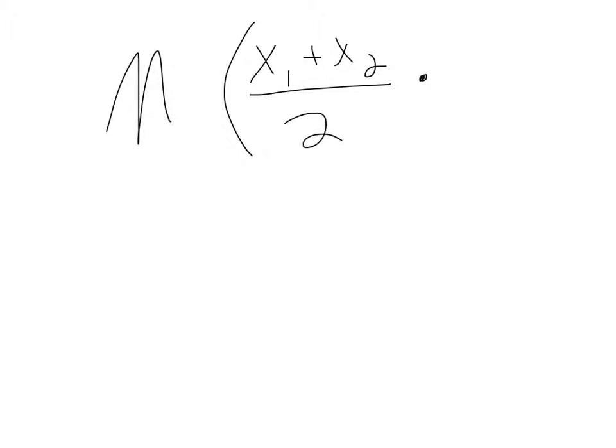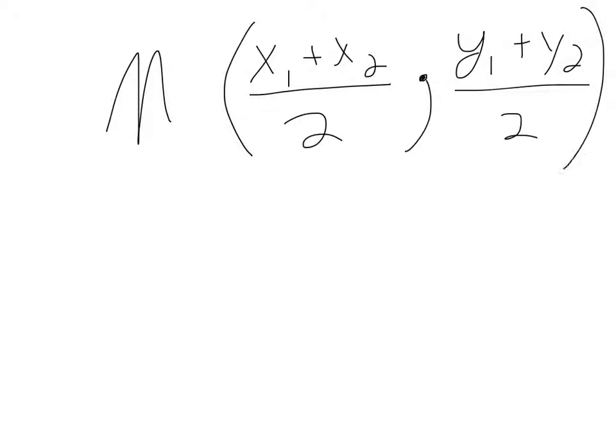Now I'm going to write that algebraically so it makes a little more sense. My midpoint is equal to my first x value plus my second x value divided by 2, and my first y value plus my second y value divided by 2. When you do that, you'll find the center or the midpoint of each of your line segments.